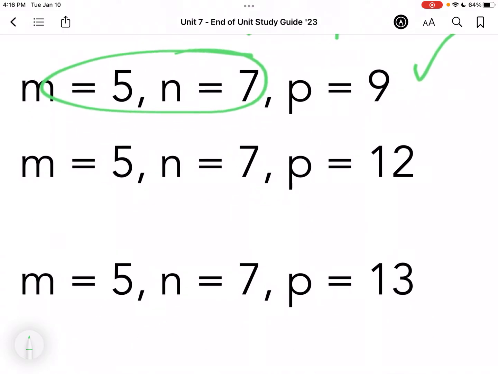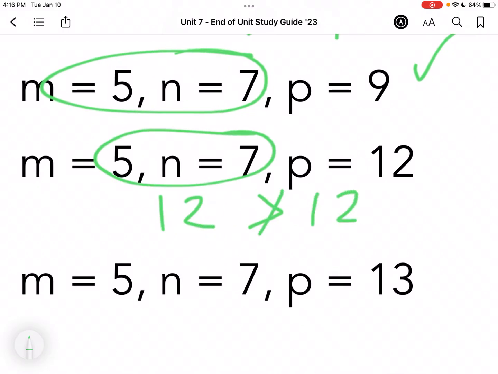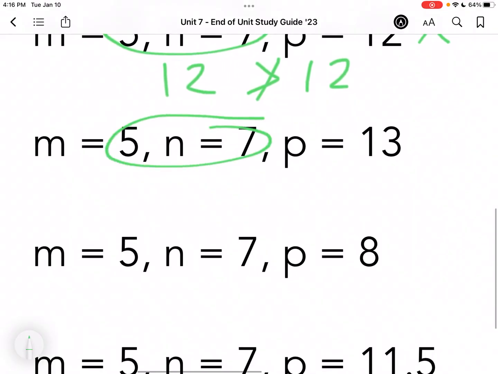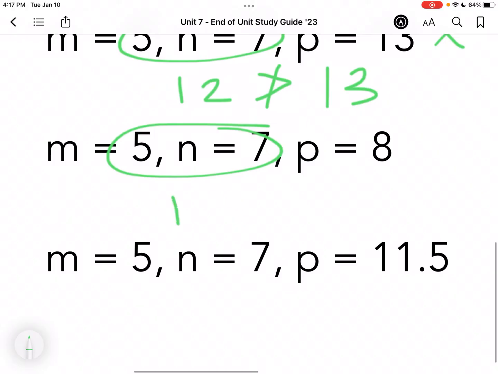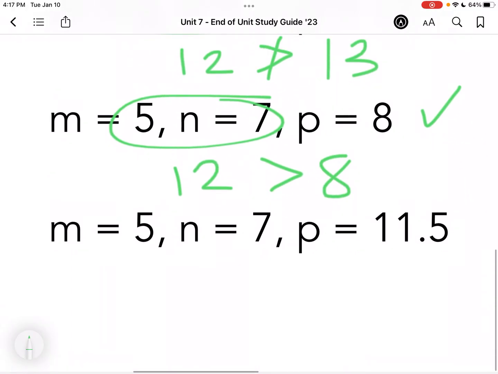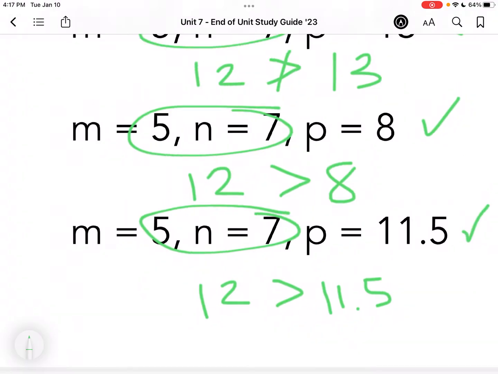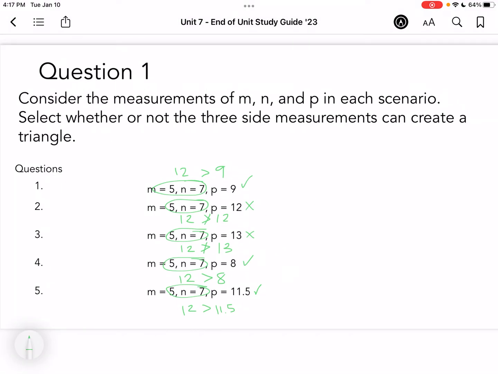this one's going to work. 5 plus 7 is 12, but 12 is not greater than 12, so this one's not going to work. 5 plus 7 is 12, 12 is not greater than 13, not going to work. 5 plus 7 is 12, 12 is greater than 8, so that will work. 5 plus 7 is 12. 12 is just greater than 11.5, so that will work. So 3 out of the 5 will work.